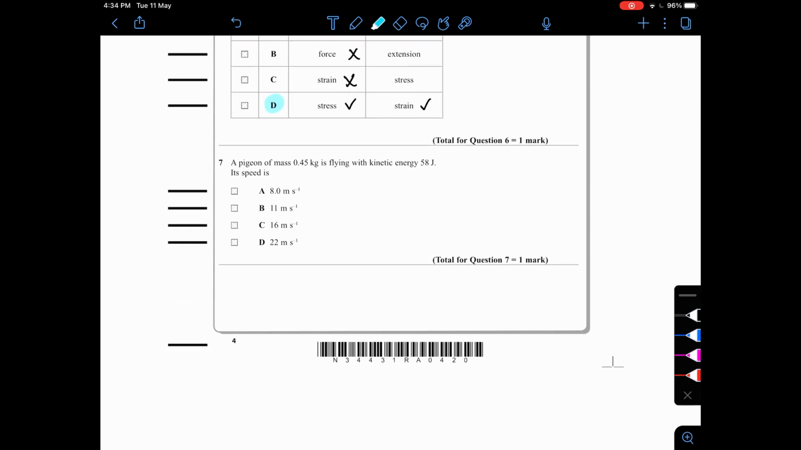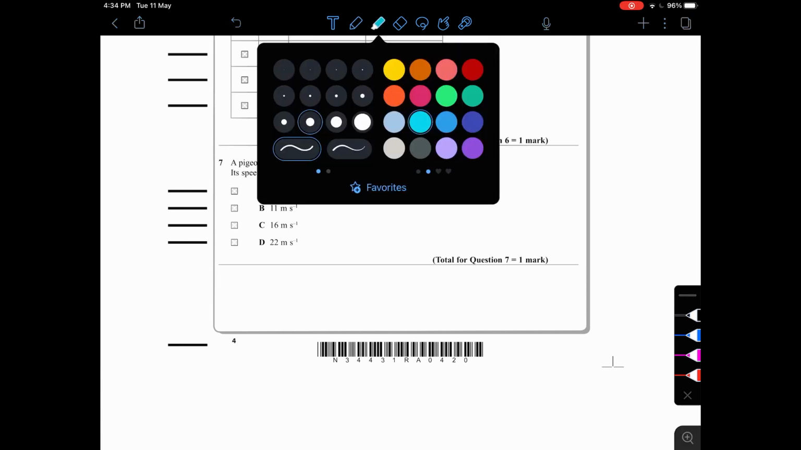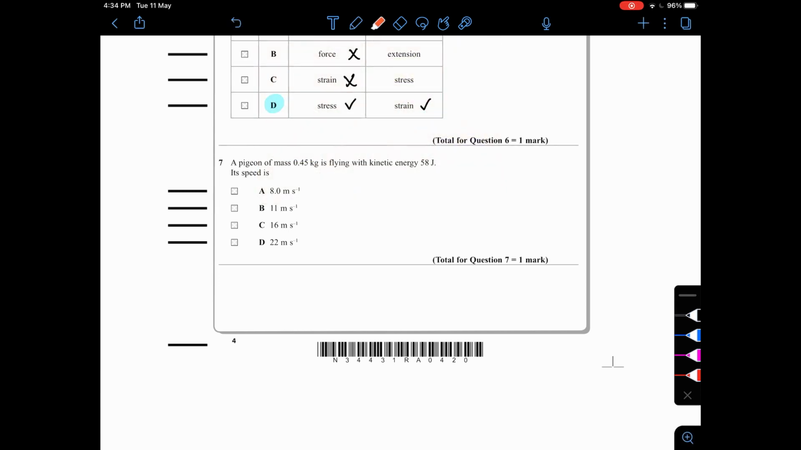A pigeon of mass 0.45 kilograms is flying with kinetic energy 58 joules. So the key thing to note here is mass and kinetic energy. What they want from us is the speed. Now the only thing I can think of is writing down kinetic energy, which is half mv squared.